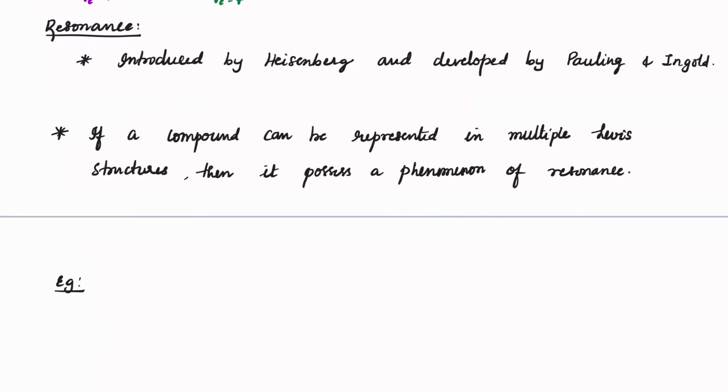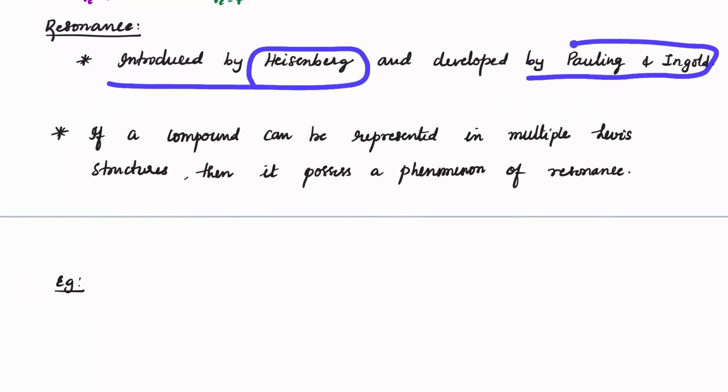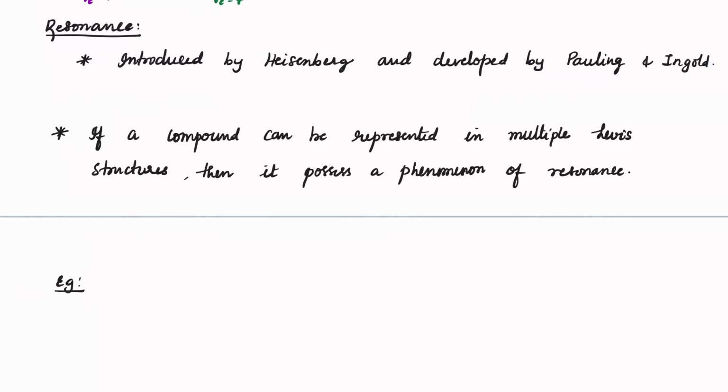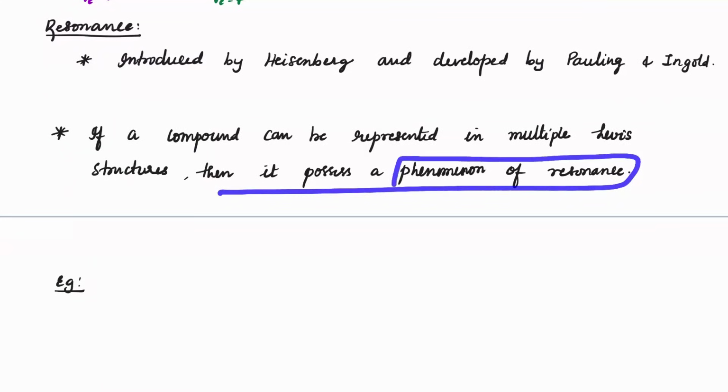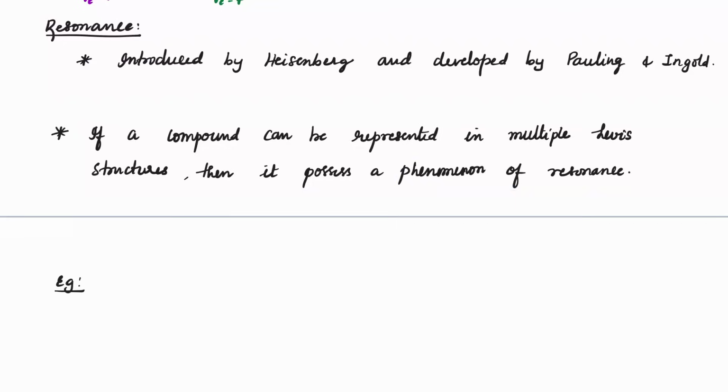Now, resonance is a concept which will be extremely useful going ahead, in both organic, inorganic as well. It is introduced by Heisenberg and developed by Pauling and Ingold. If a compound can be shown with more than one Lewis structure, then we say it poses a phenomenon called resonance. Okay, let me tell you how.